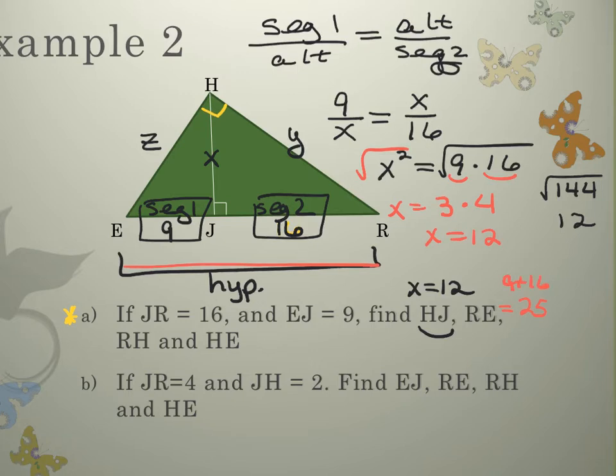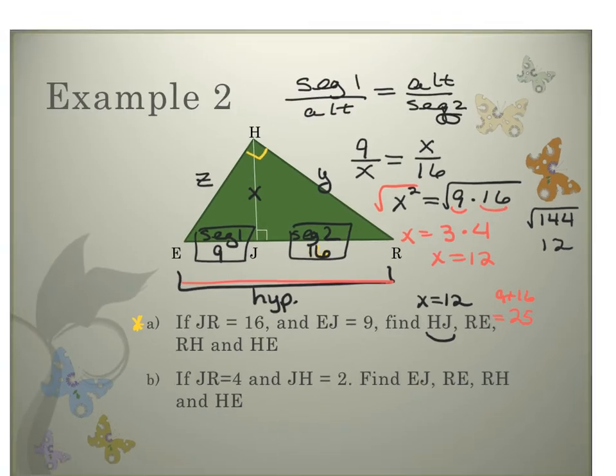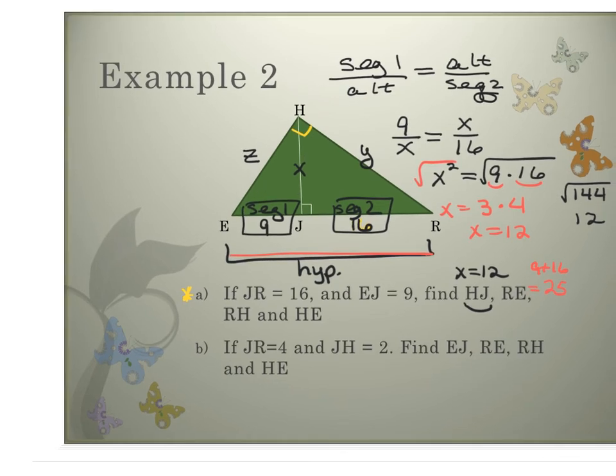Now I've got to work on the legs. The legs use the geometric mean leg theorem. So let me go ahead and move over here. Remember that formula is hypotenuse over leg, leg over the segment adjacent.